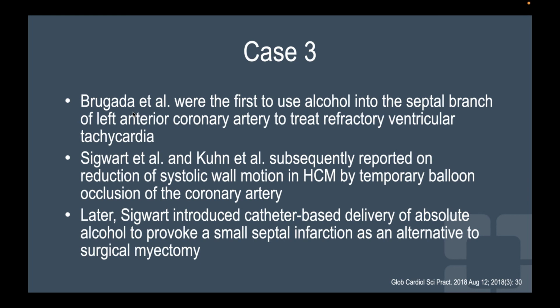A couple of historical notes here that are interesting. So Brugada, the cardiologist who described the Brugada heart rhythm as well, was the first one to use alcohol into the septal branches of the LAD to treat refractory VT. After that, Sigwart and Kuhn both reported reduction of systolic wall motion in HOCM patients by temporary balloon occlusion of the coronary artery. And it was Sigwart who actually introduced and defined what we now know as septal alcohol ablation, by introducing these small infarcts via alcohol through a small catheter into the septal perforator branches. And this is an alternative to surgical myectomy.